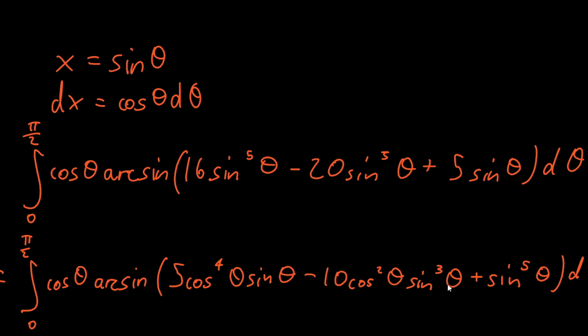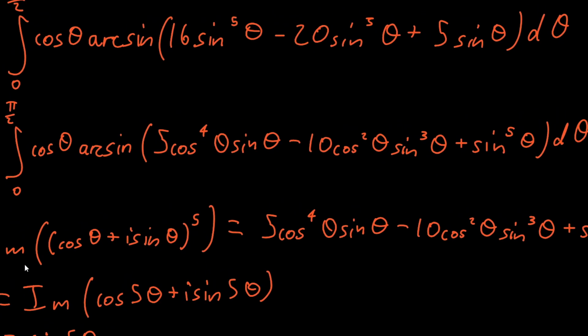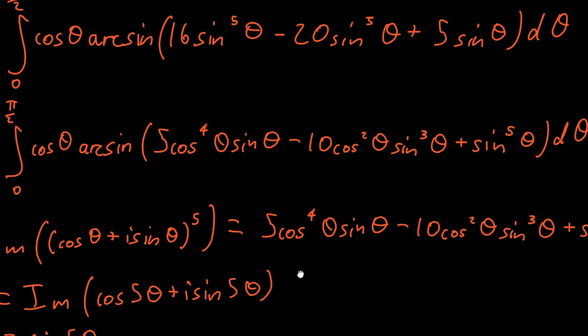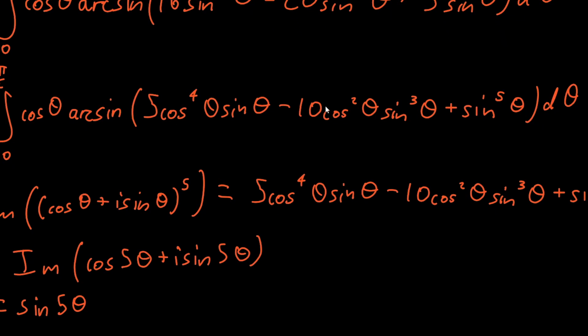And what you might notice is that if we binomially expand cos theta plus i sine theta to the power of 5 and take the imaginary component of it, we get 5 cos to the 4 theta sine theta minus 10 cos squared theta sine cubed theta plus sine to the 5 theta. So this is actually just the imaginary component of this, and we can use De Moivre's theorem to write this as cos 5 theta plus i sine 5 theta. So this here is actually just sine 5 theta.